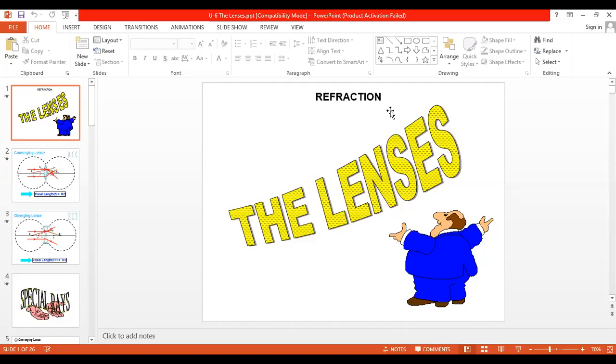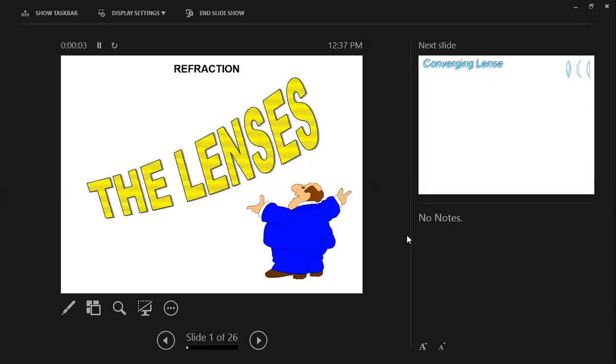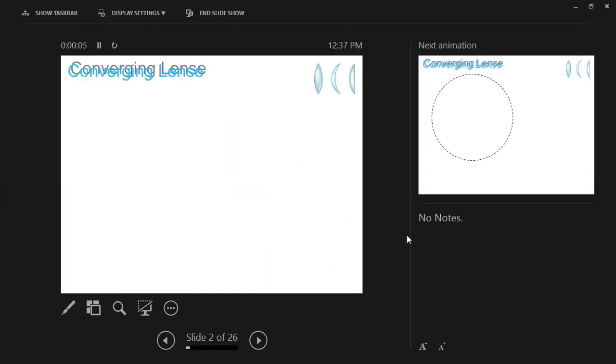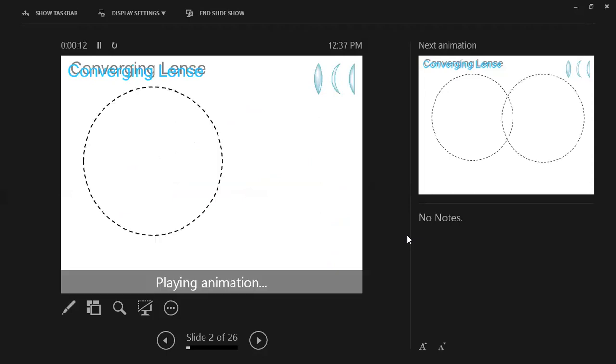All right, we started. So, the lenses. First of all, we are going to learn about converging lenses. What does converging lenses mean? Converging lenses are basically convex lenses. Okay, we call them convex lenses.